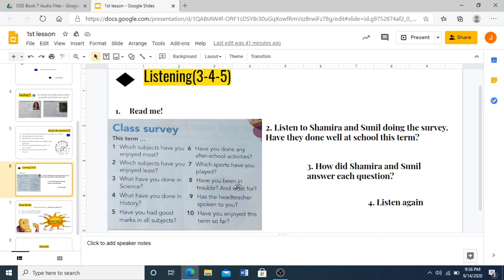8, have you been in trouble? And what for? 9, has the head teacher spoken to you? 10, have you enjoyed these terms so far? So I want you to do this survey, answer these questions, send them in, and we'll discuss them. Okay? So let's look at the last part of what we are going to do today.